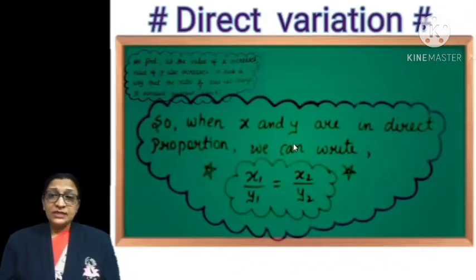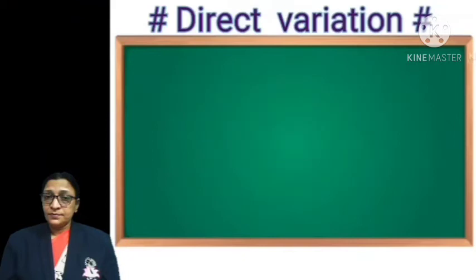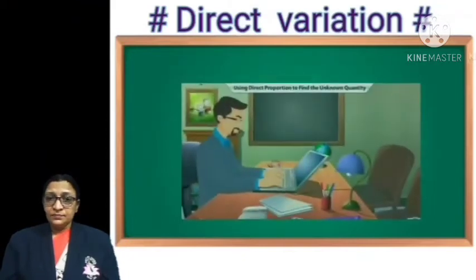So when X and Y are in direct proportion or in direct variation, we can write them as X1 upon Y1 equal to X2 upon Y2, and if more quantities are given, then also we can keep this. So they are in direct variation. Let us see this example.